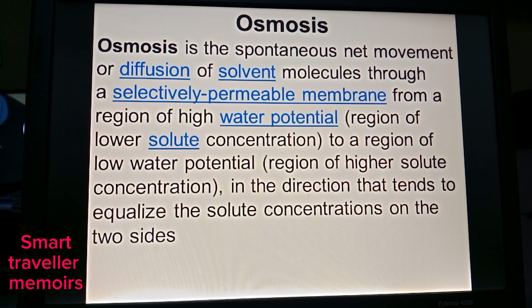So osmosis, if I dwell on it a bit, is the spontaneous net movement or diffusion of solvent molecules through a selectively permeable membrane from a region of high water potential, a region of lower solute concentration, to a region of low water potential, a region of higher solute concentration, in the direction that tends to equalize the solute concentration on the two sides. Perfect definition, my dear people.